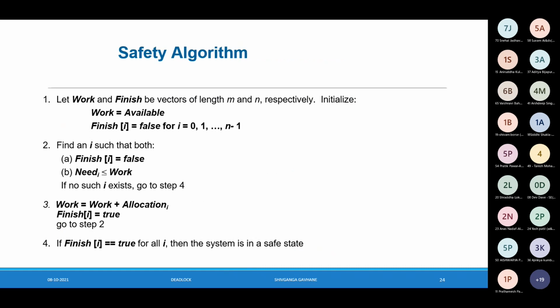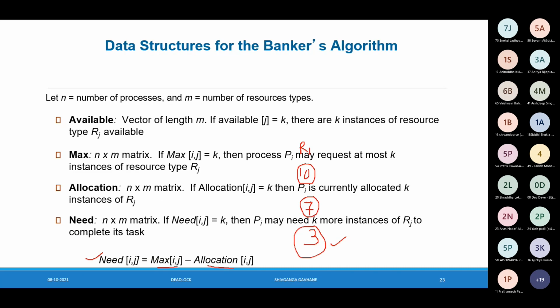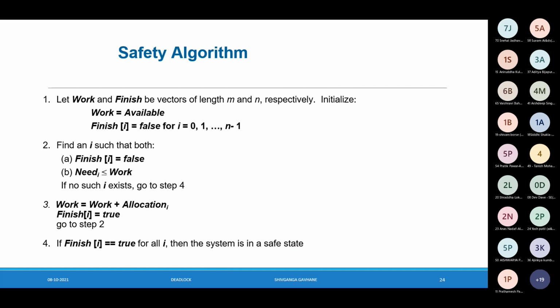Now, the banker's algorithm is used to find whether the system will be in the safe state after allocation of the resources. Okay, so the safe state algorithm we will see. So what will we be doing in this algorithm? Let work and finish be two vectors of length m and n. So what is m? m is the number of resources and n is the number of processes.